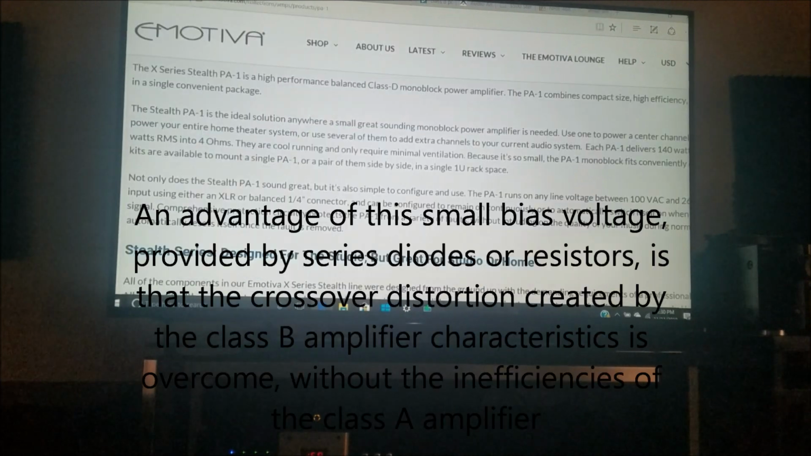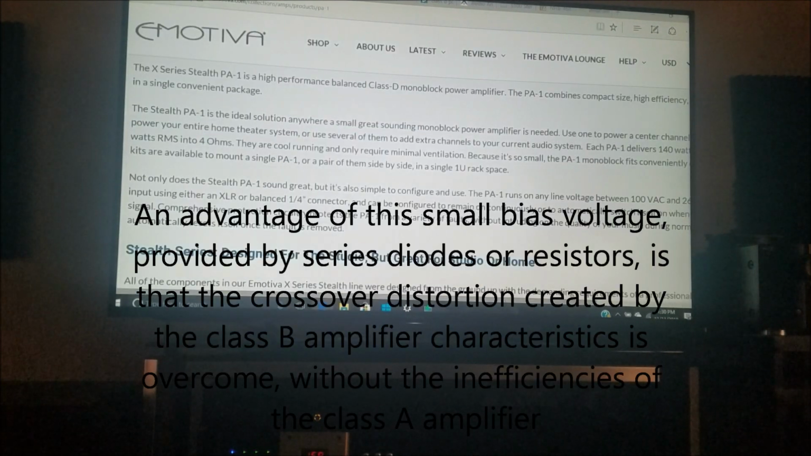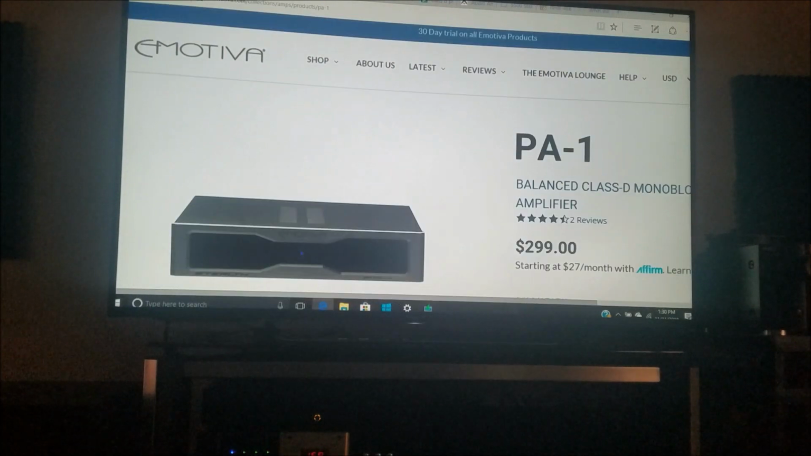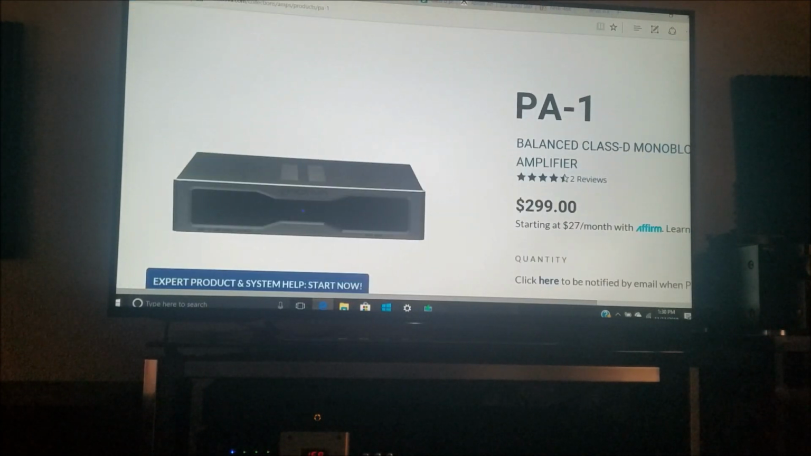In fact, if you look at a company like Emotiva, I could not find any amplifiers that they produce that are not Class AB other than this one. This is the only Class D amplifier that I have found that Emotiva makes so far.